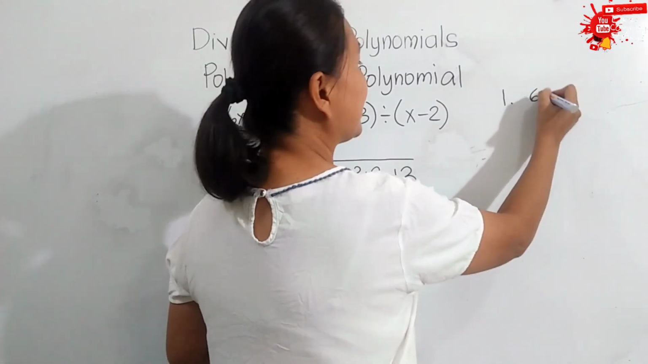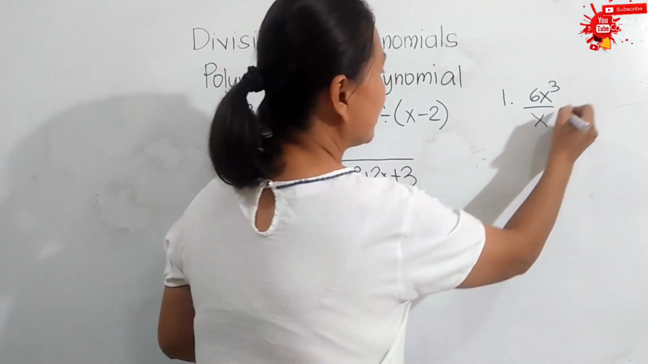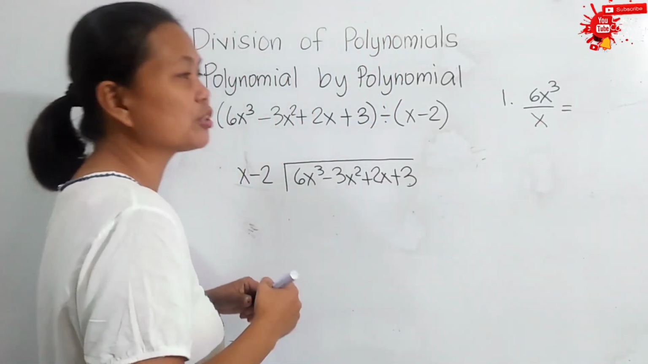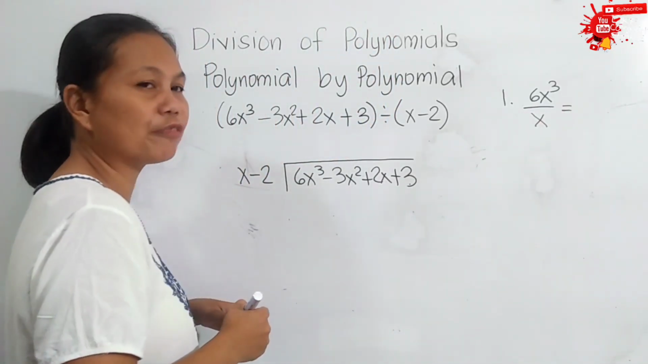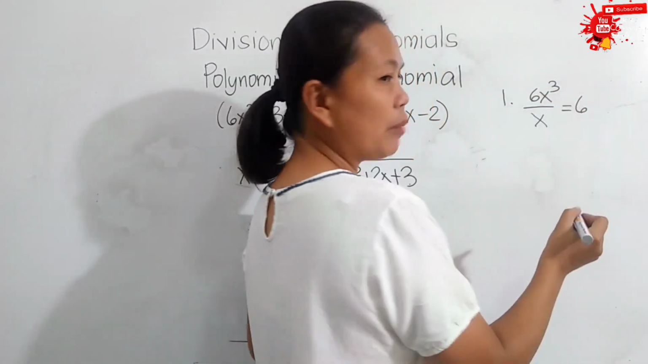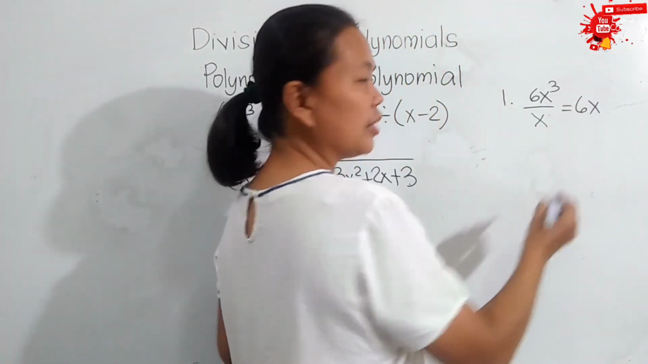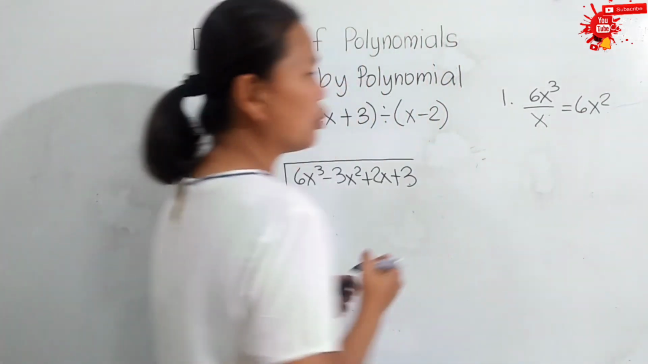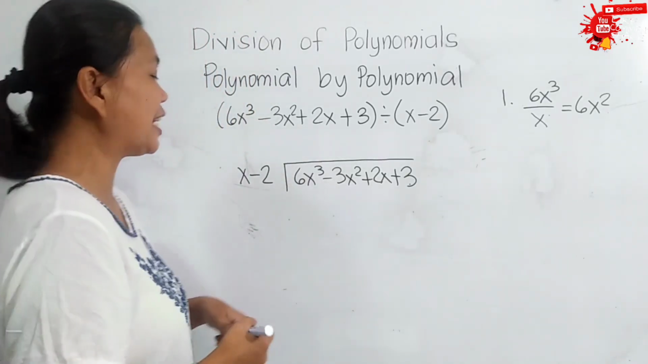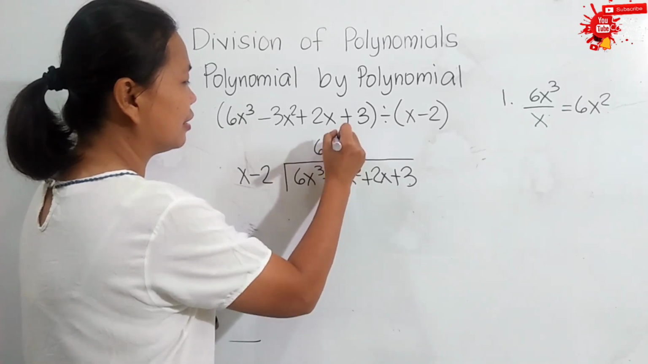So we have here 6x cubed divided by x. So for division, we will subtract the exponent of the same base. So we have here 6, because 6 divided by 1 is 6. Then we have x raised to 3 minus 1, which is 2. So we have the partial quotient, which is equal to 6x squared. So let us write it here.